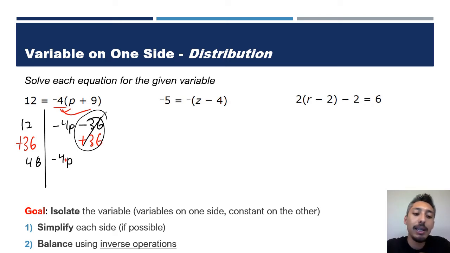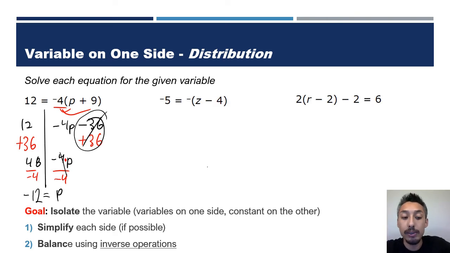Next, we're trying to get p by itself. We know that this says negative 4 times p, so the inverse operation tells us to divide both sides by negative 4. On the left side, we have a negative 12, and on the right side, we have a positive p, since the negative 4 and negative 4 canceled out. So our final answer here is negative 12 is equal to p.